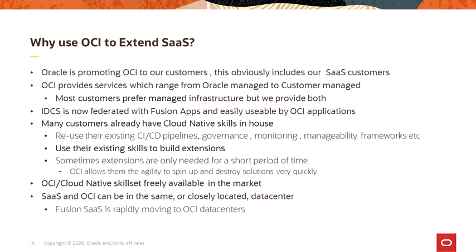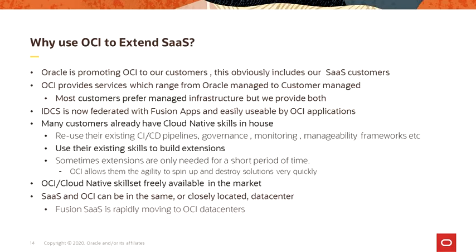And then the last point there is that SaaS and OCI can be in the same or at least closely located data centers. So we have a good advantage over, say, our competitors like Azure and Google, where whatever you're building in OCI is actually in the same data center, or at least closely located.